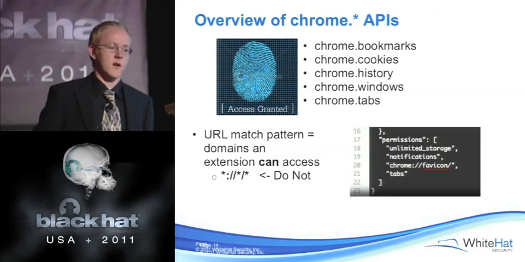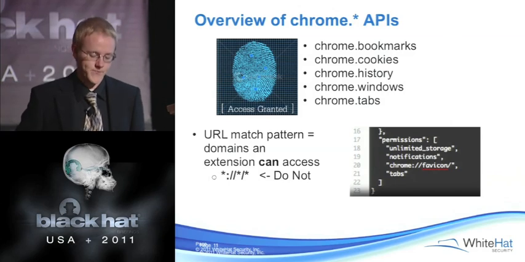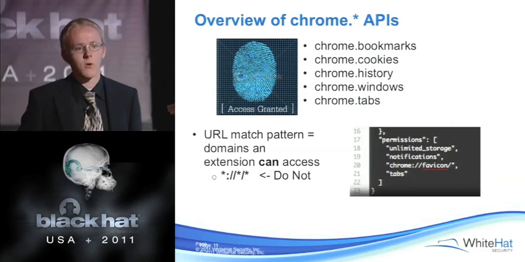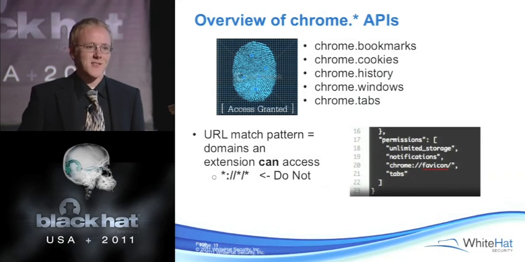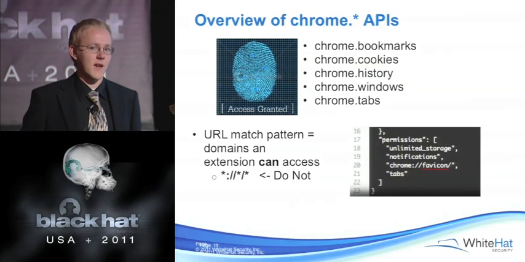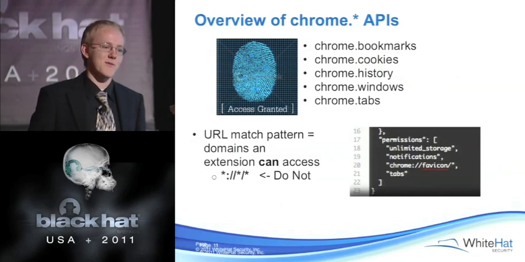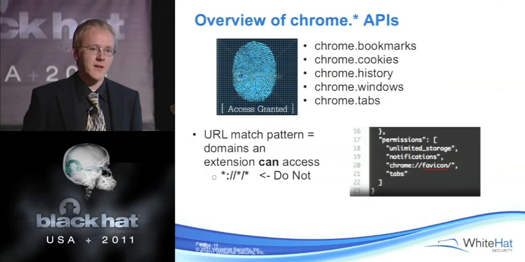The two others that are really interesting, as Matt mentioned, are the Windows and Tabs APIs. That basically lets you control windows and tabs in the browser. You can move stuff around and modify the tabs. You can watch them and all that. But there's also a neat little function called executeScript, which we mentioned earlier, which actually lets us execute JavaScript inside any tab we want, given the permission from the URL match pattern.